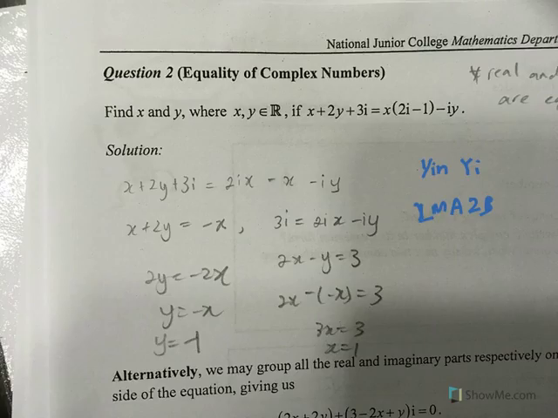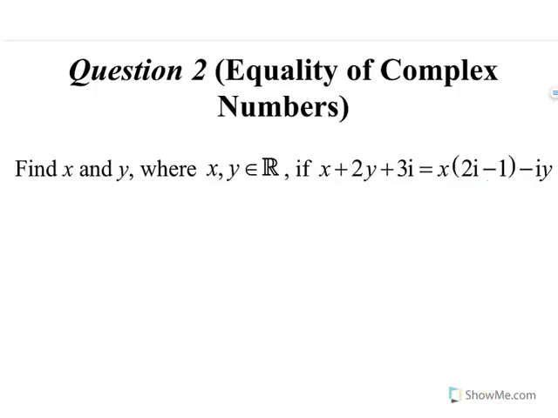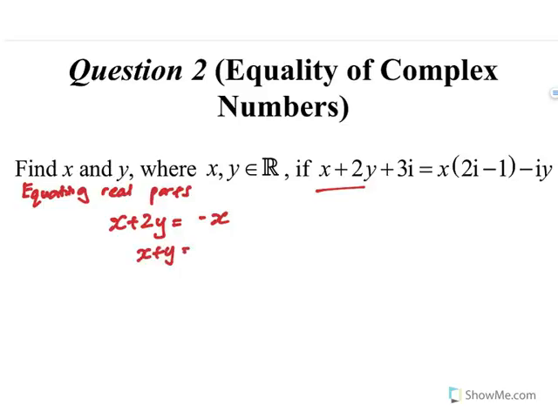So now, very quickly, we equate the real parts. Then we have just this portion, x plus 2y, on the left hand side. On the right hand side, remember, it's just negative x. This is equating the real parts. So from here, you just get x plus y equals 0. Let's call this equation 1.